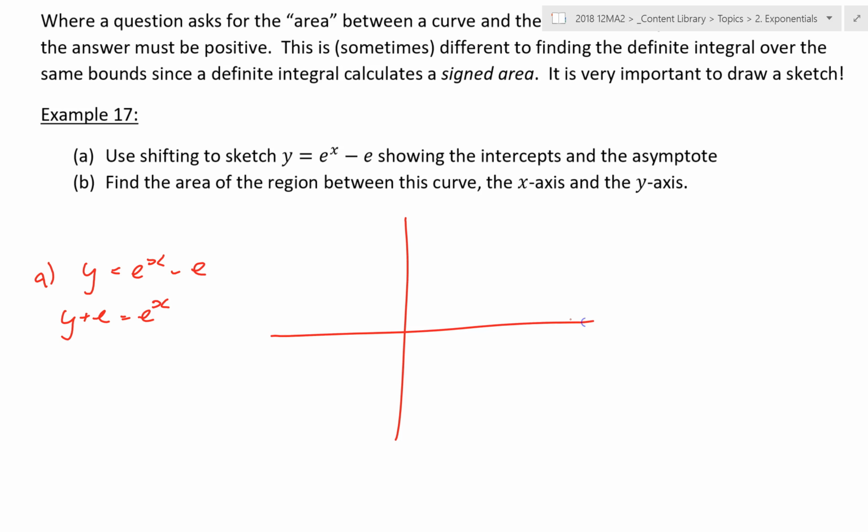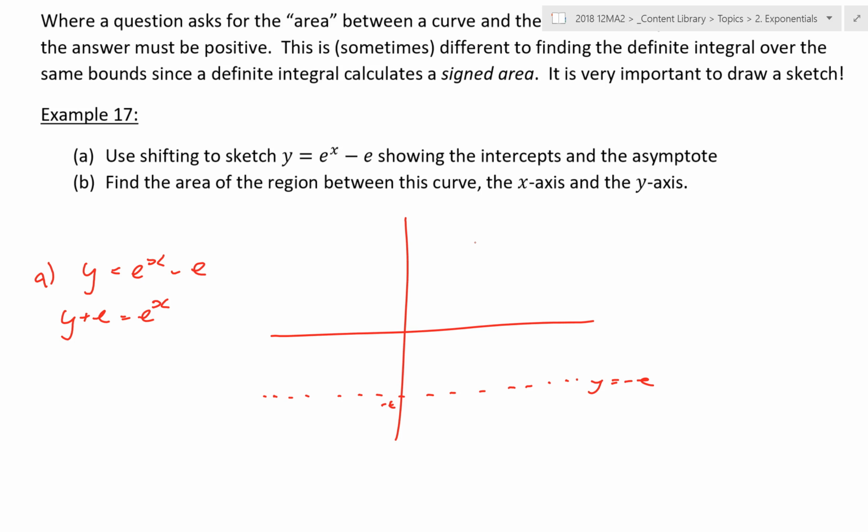So what does that look like? Let's use some space and sketch it. I'm going to have an asymptote. It says to find the asymptotes. I'm going to have an asymptote here at y equals negative e. Negative e there. And that means that it's going to go up like this. Normally it would go here. It has been shuffled down about 2.7 units.